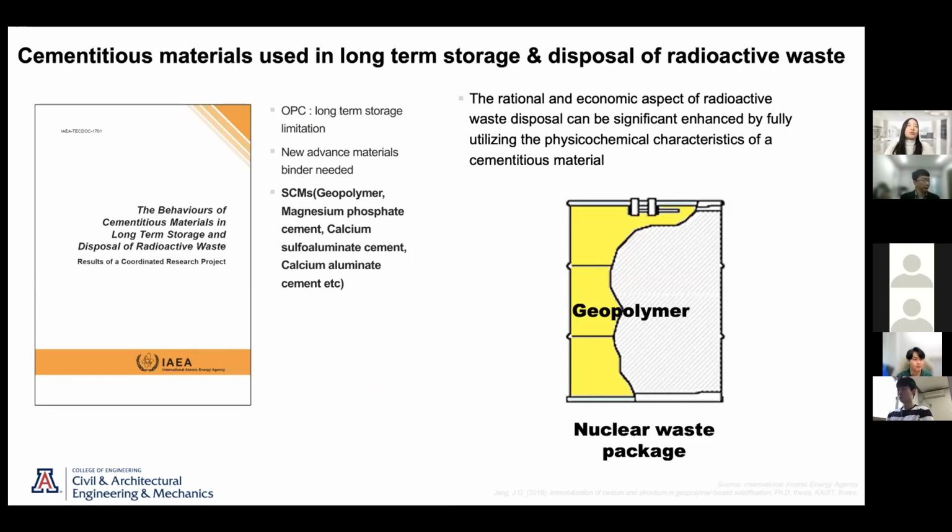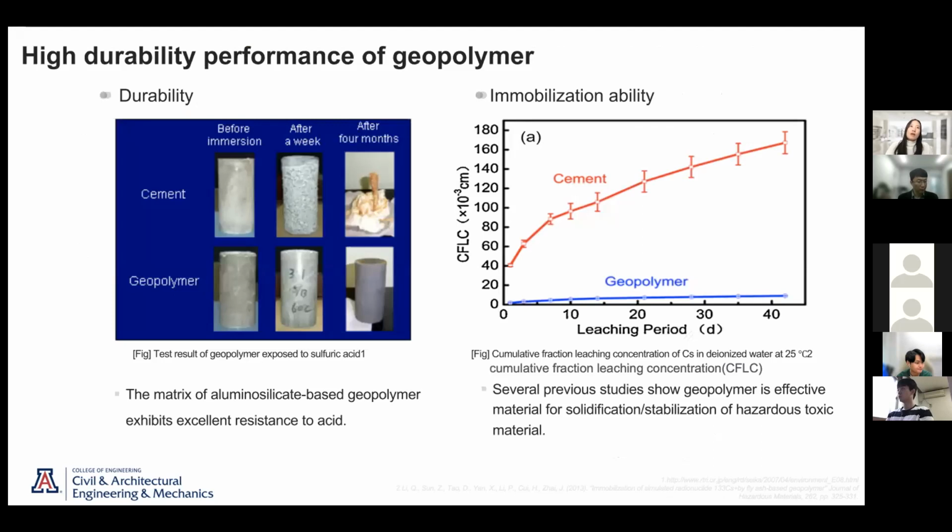Cement is used in long-term storage and disposal of radioactive waste. However, OPC has long-term storage limitations, so a new advanced binder material is needed. The high durability material geopolymer can be used instead of cement. The geopolymer matrix consists of an aluminosilicate gel structure and exhibits excellent resistance to acid, and also has a greater immobilization ability of radioactive material than cement.